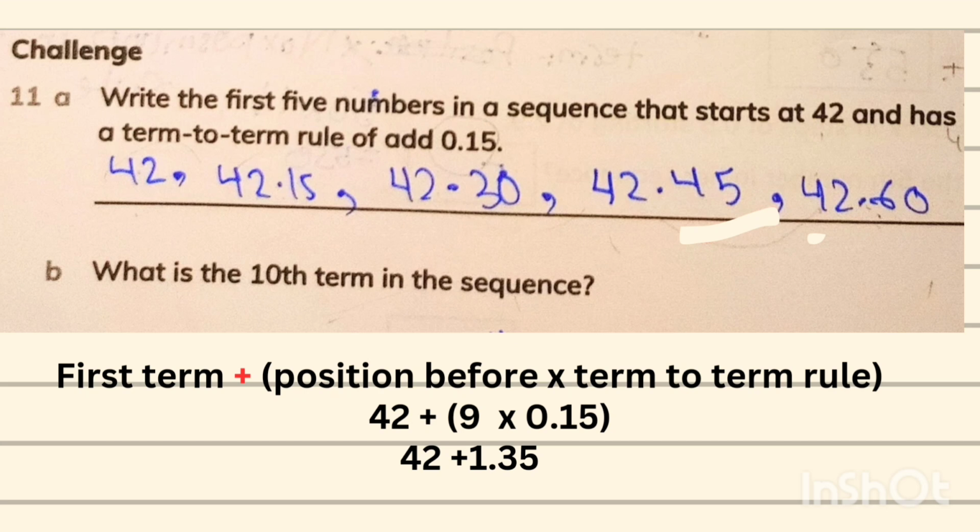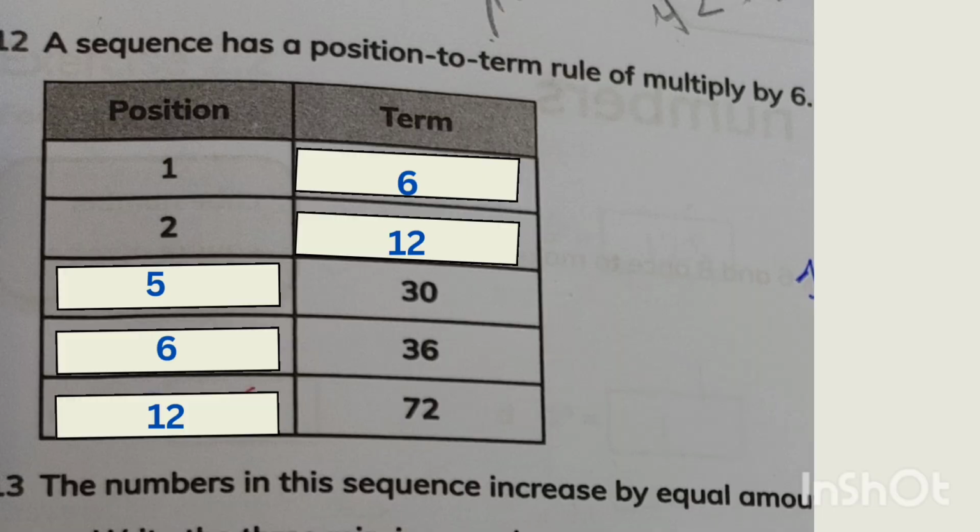Now 43.35. This is the 10th term of the sequence. I hope you get an understanding of this question. In this question, the term to term rule is multiply by 6. Just multiply it with the position and you will get the numbers.